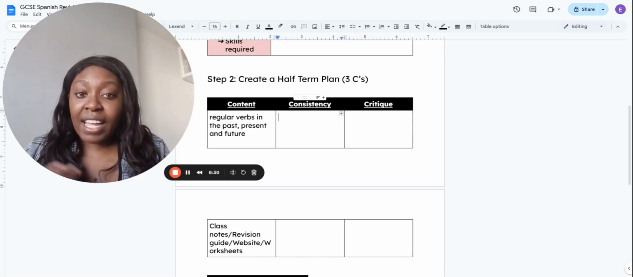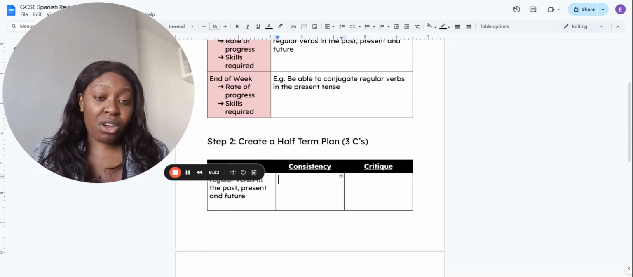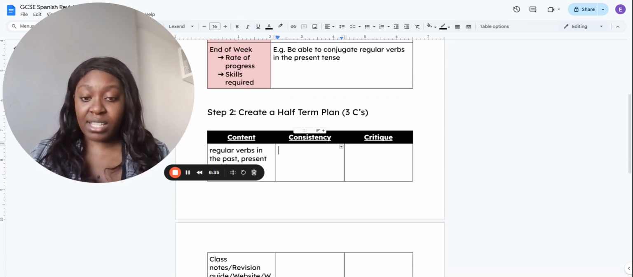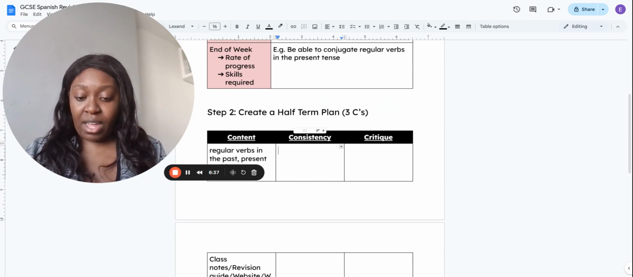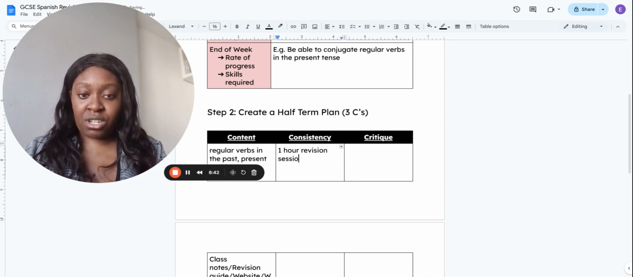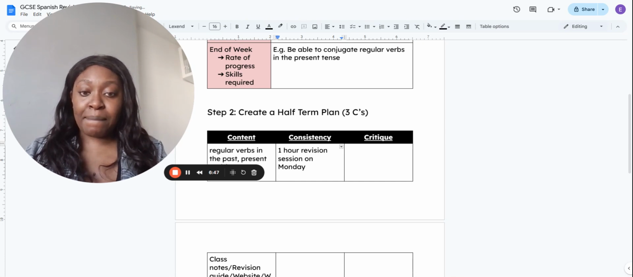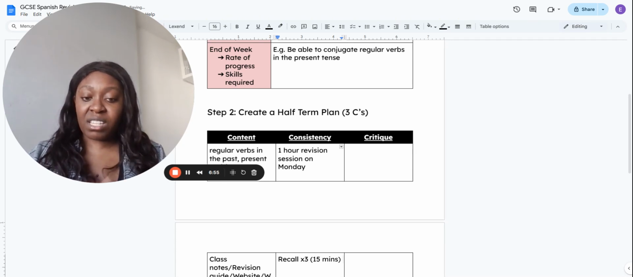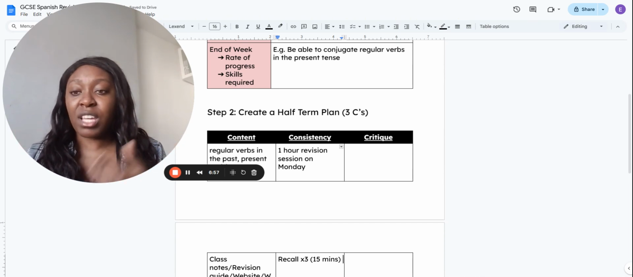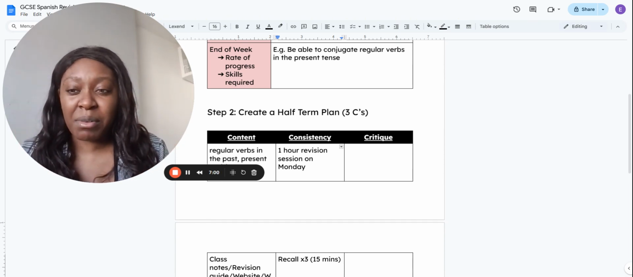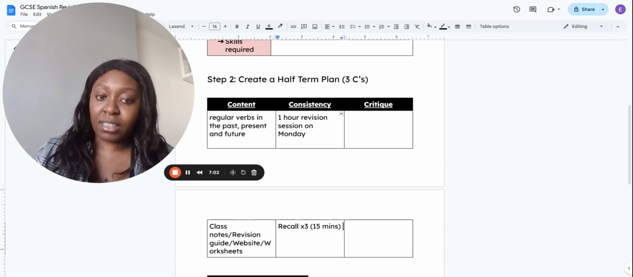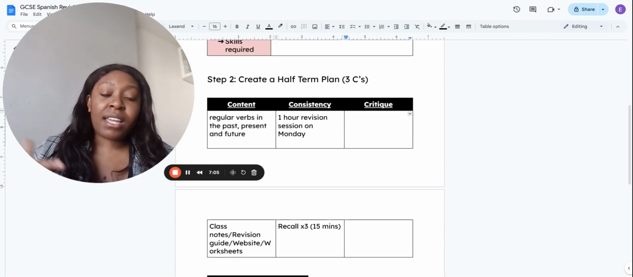Okay, then you're going to look at consistency. So a lot of students might have a 1 hour revision session on, I don't know, a Monday. And then they might have recall 3 times a week, 15 minutes. So they might have a 15-minute recall where they just revise, they go over it, they do some sort of task just to keep it in their memory.